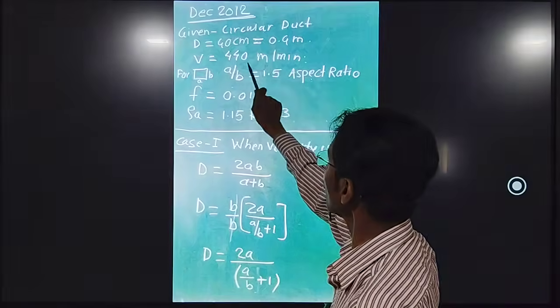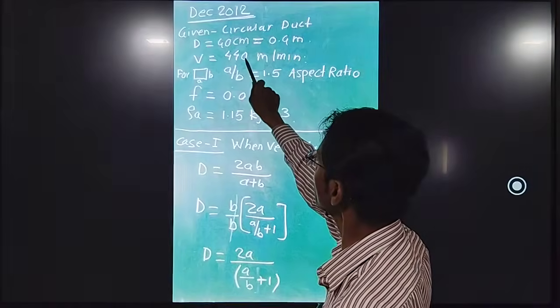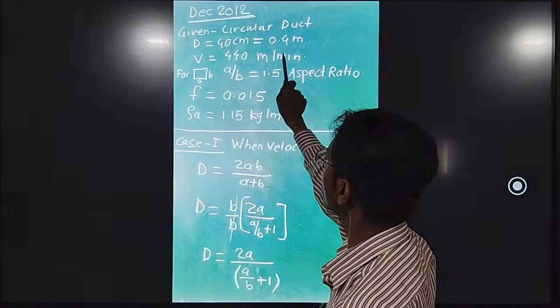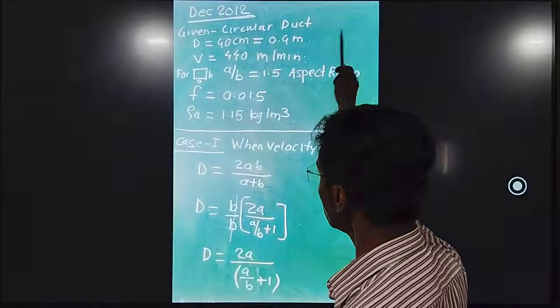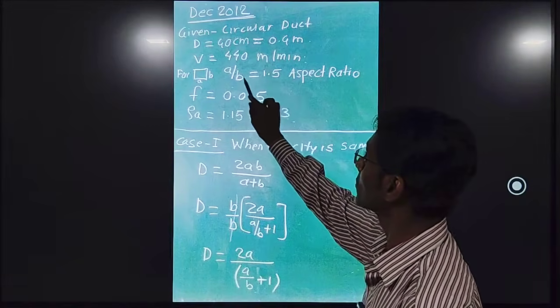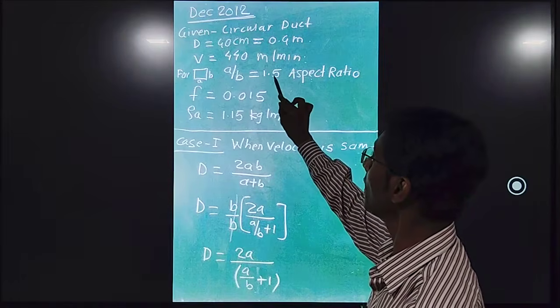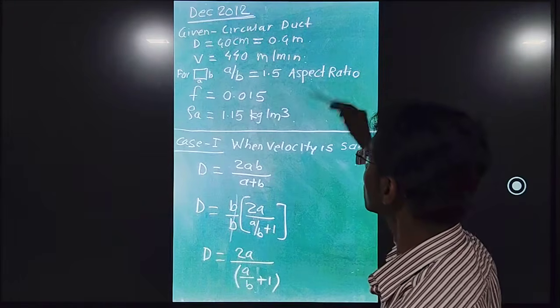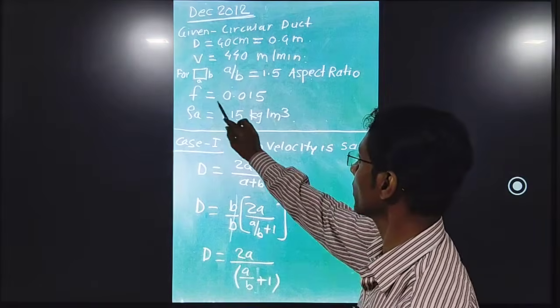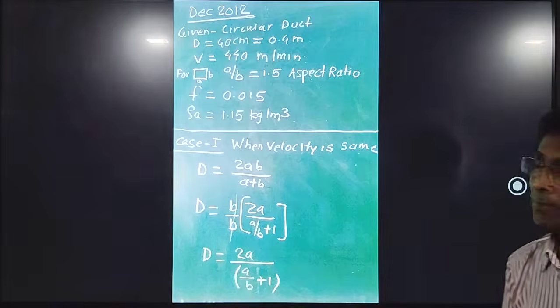Velocity is given, this also we have to convert into meter per second. So 440 meter per minute divided by 60, that we will do in the calculation. Now aspect ratio means what? A by B. So this is given as 1.5. This will be used when the size of one of the sides is to be calculated. Then friction factor and density. So now we will go step by step.